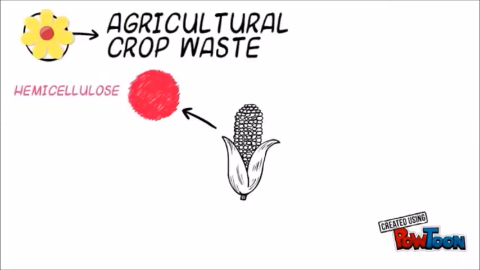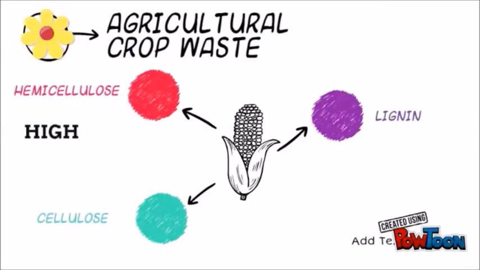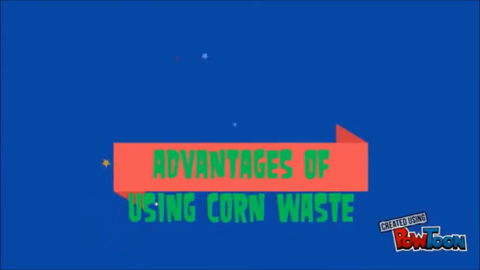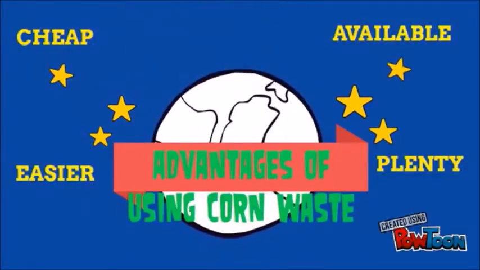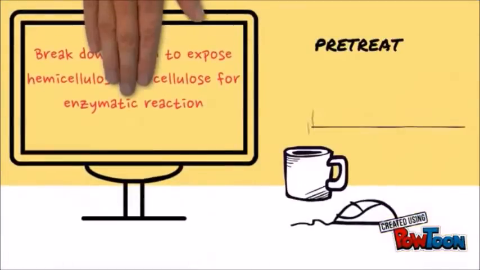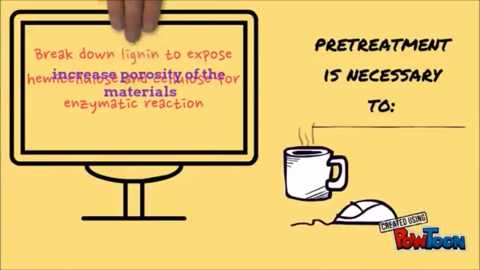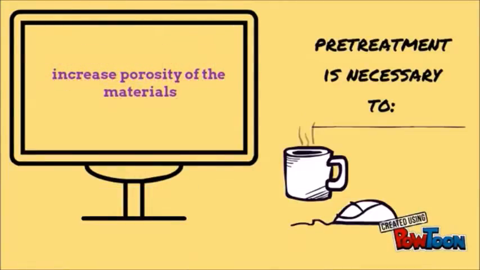Agricultural corn waste contains a high composition of hemicellulose and cellulose but low lignin content, which makes pretreatment much easier. The advantages of using corn waste are that it is cheap, easy, available, and plentiful. Pretreatment is necessary to break down lignin to expose hemicellulose and cellulose for enzymatic reaction and increase the porosity of the material.